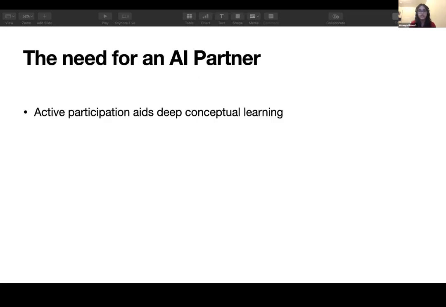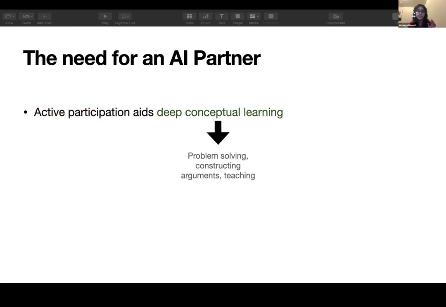Why do we want this? Theoretically, our motivation is based on studies in learning theory and educational research that show that active participation in a classroom, and not just passively listening, is essential for deep conceptual learning. Active participation refers to actions such as asking questions, relating to ideas or questions posed by other students, reflecting on past content and making connections, as well as providing evidence for answers that they give.